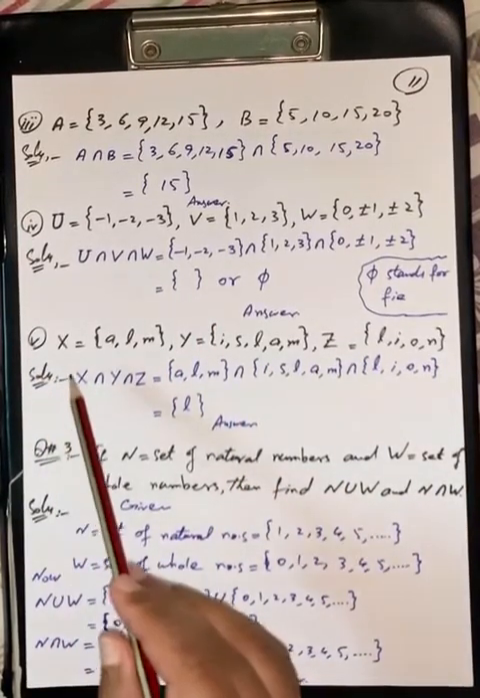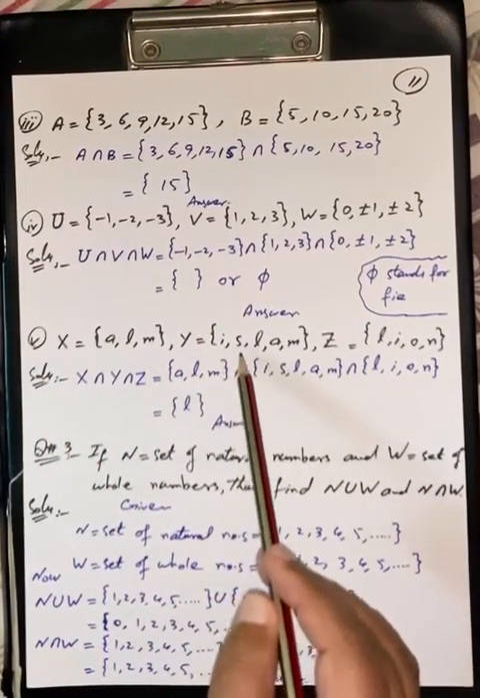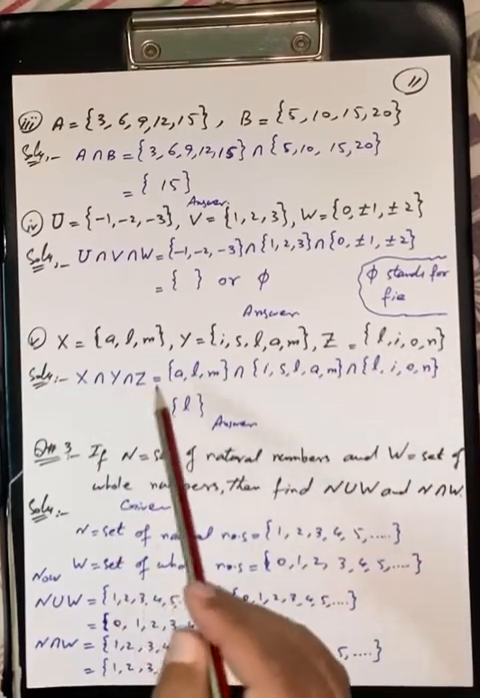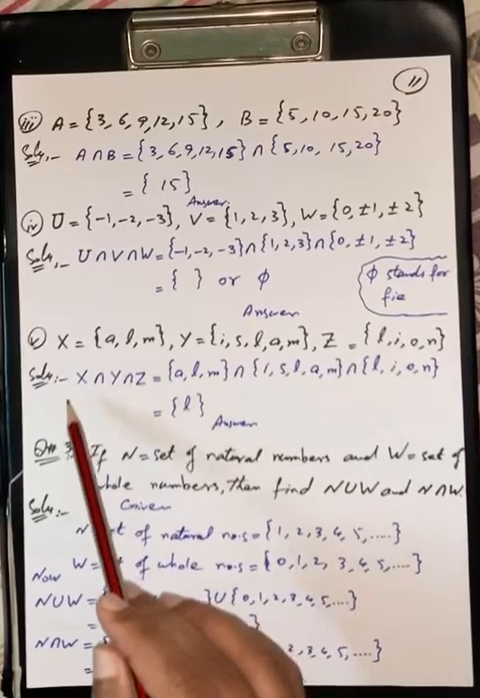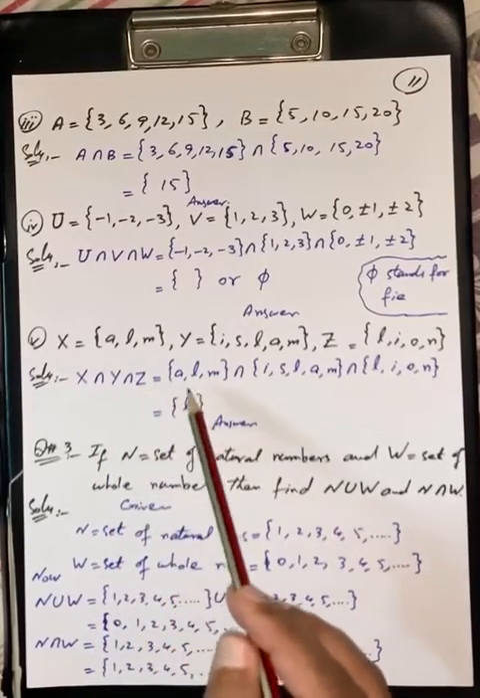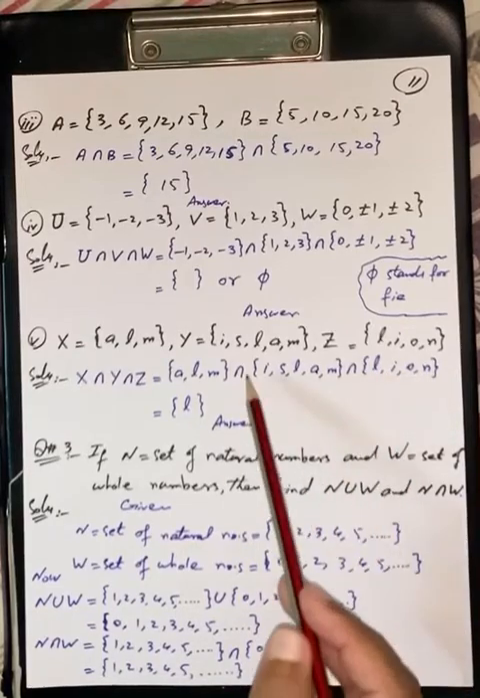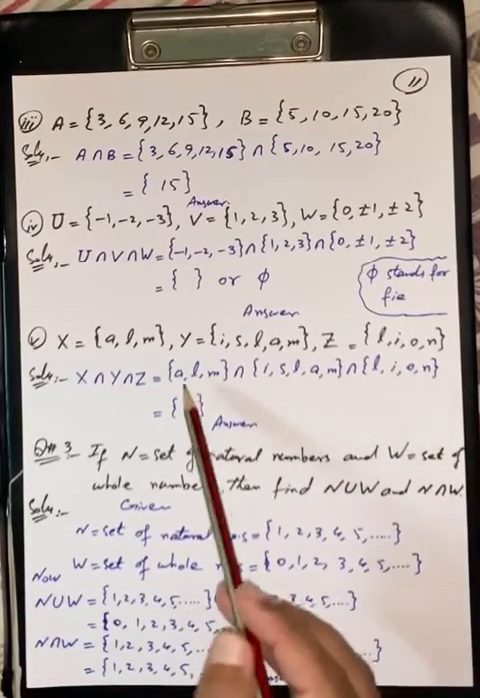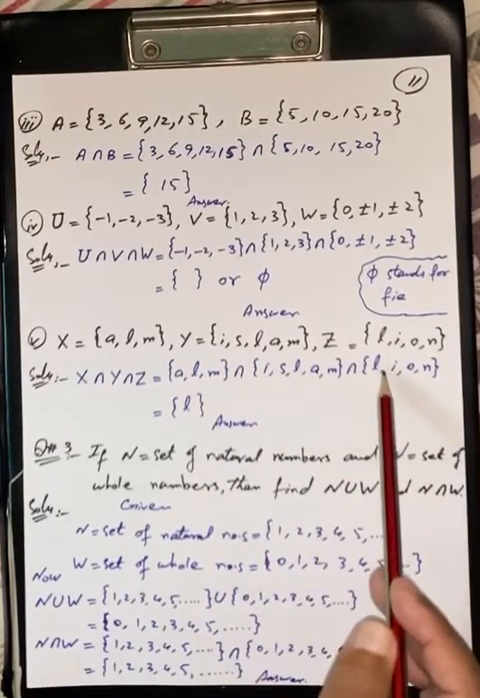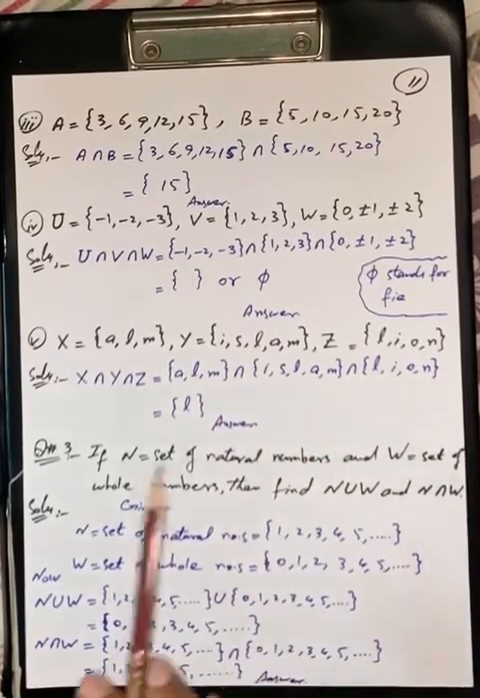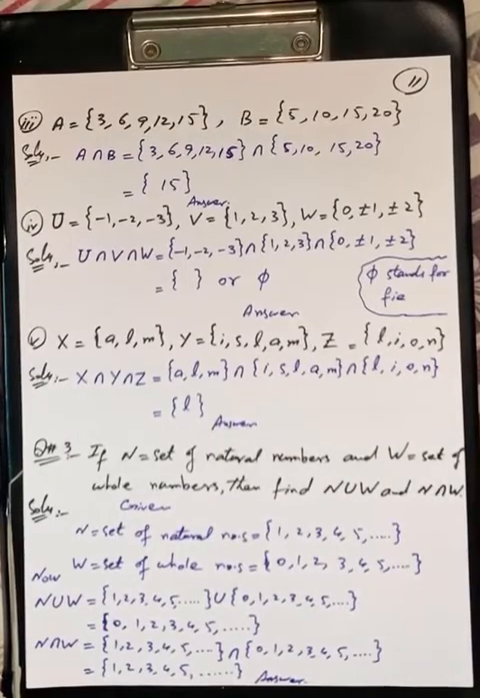Part number 5, set X, ALM, set Y, ISLAM, and set Z, LION. We can write the three sets' intersection, X intersection Y intersection Z: set X's elements, intersection of set Y's elements, intersection set Z's elements. So now we see what is common in all of these. L, L, L. In all three, L is common. So this is my intersection for part number 5.